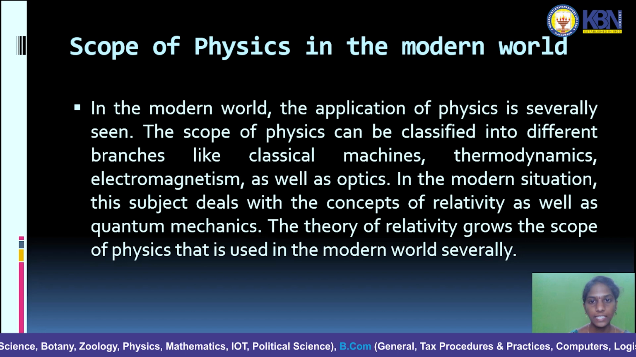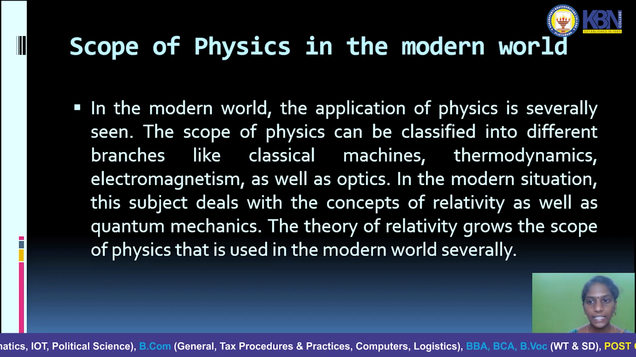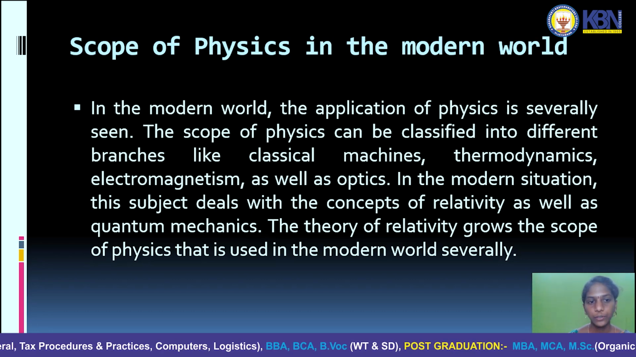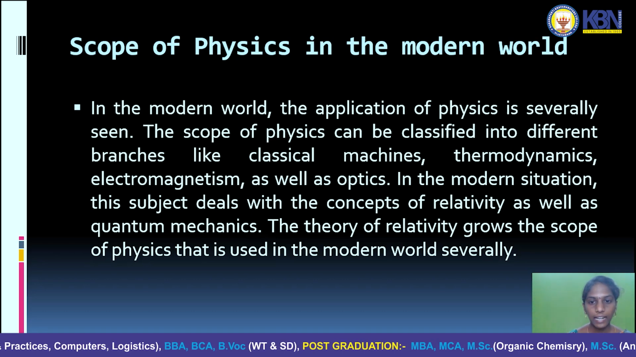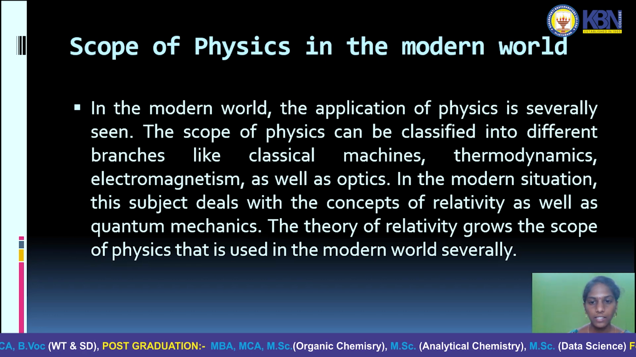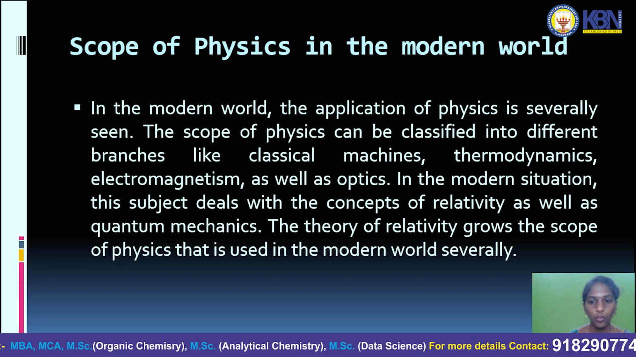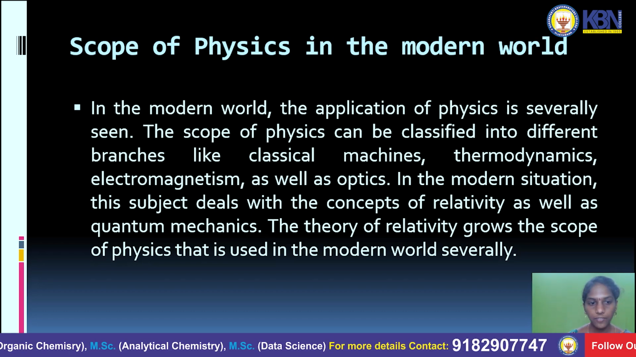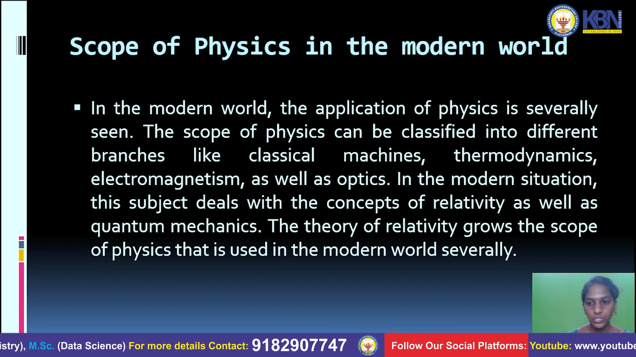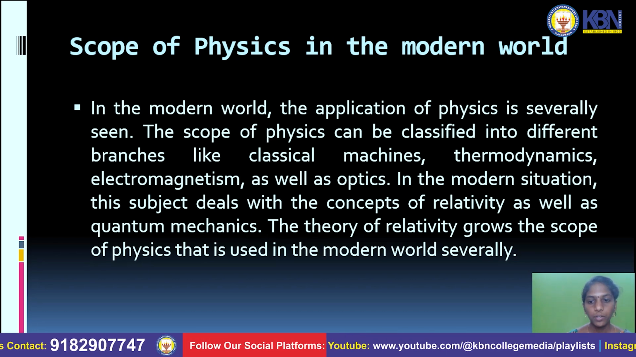The scope of physics in the modern world. In the modern world, the applications of physics are seen everywhere. The scope of physics can be classified into different branches like classical mechanics, thermodynamics, electromagnetism, as well as optics. In modern situations, these subjects deal with the concepts of relativity as well as quantum mechanics. The theory of relativity expands the scope of physics, and is used in the modern world extensively.